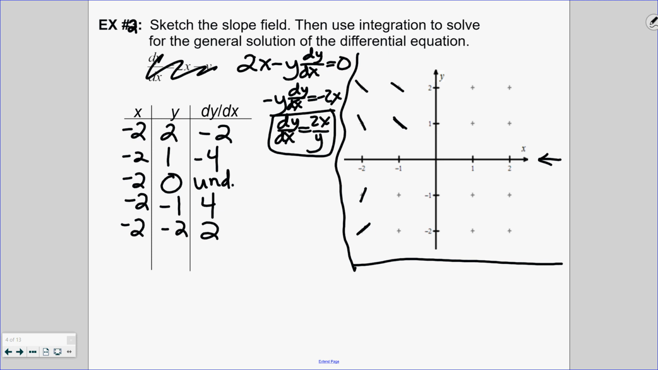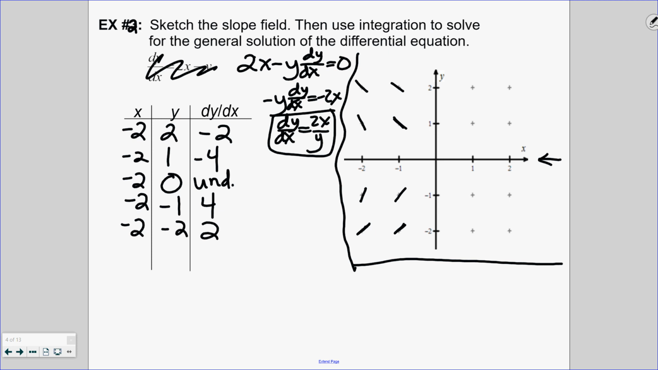And then again, it's undefined there. If we plug in negative 1, which is this point right here, negative 2 times negative 1 is negative 2, divided by negative 1 is positive 2. So this one is going to have a positive 2 slope. And then we plug in negative 1, negative 2. That'll be negative 2 divided by negative 2, which is 1. So we get a slope of 1 here. All right.